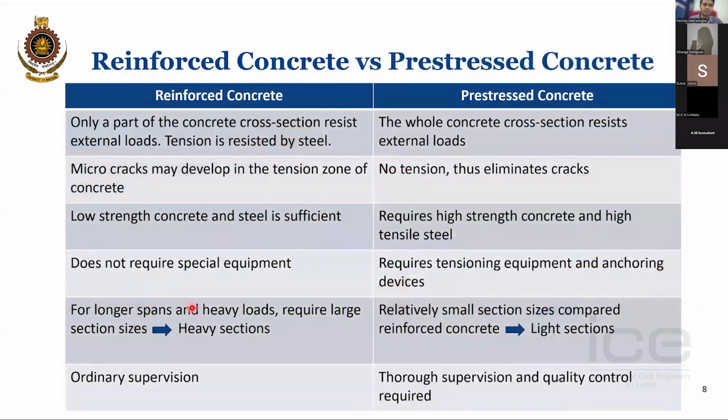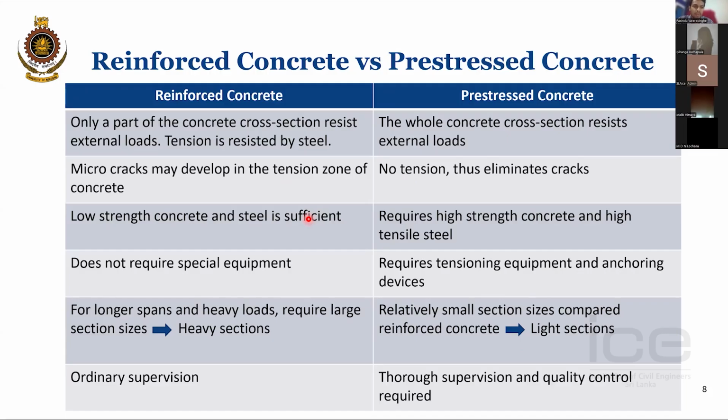Then if you look at the differences between the reinforced and pre-stress, looking at all the stress contribution as well. Now in reinforced concrete, part is tension and part is compression, whereas in pre-stressed concrete, the whole concrete cross section resists the external loads, and that is in compression. Whereas this is only part resists the compression, other part is carried by the steel. And reinforced concrete may develop micro cracks because of the tension zone of the concrete, whereas in pre-stressed concrete, there is no tension or little tension, thus eliminating these cracks due to the flexure.